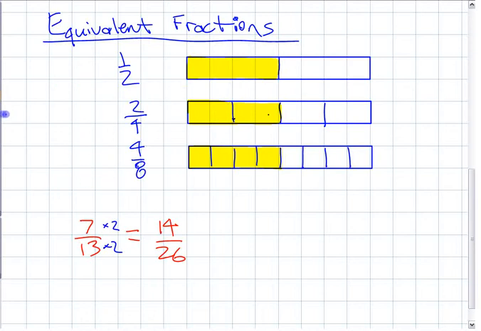If you jump from one to the other, this is multiplying the top and the bottom by 2, and then multiplying the top and the bottom by 2 again. What that means concretely here with the model is multiplying the top and the bottom by 2. Think about what it means. Remember, the bottom number is how many pieces you have.